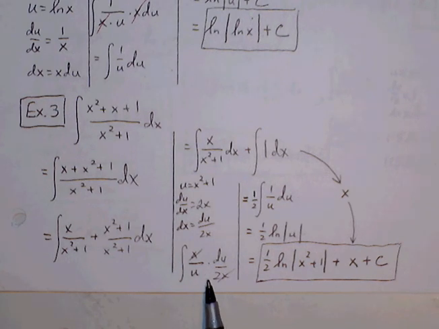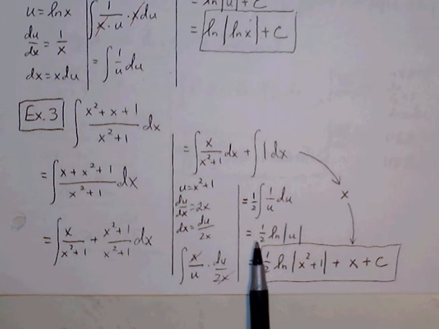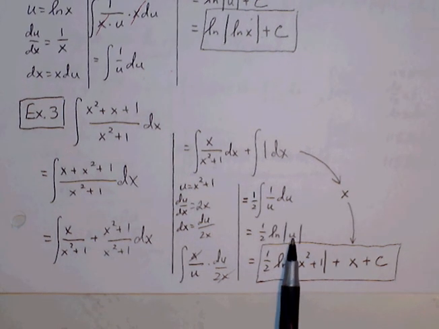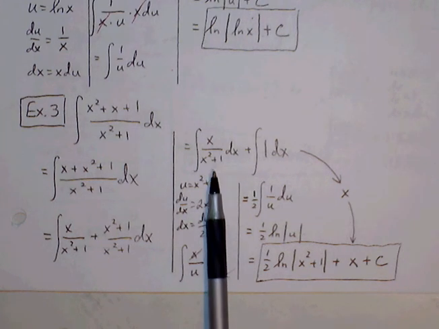We're left with the integral of 1 over u times du over 2. This 2 can be pulled out in front as 1/2. So we're left with 1/2 times the integral of 1 over u times du. That is 1/2 natural log of absolute value of u, therefore 1/2 natural log of x squared plus 1. Okay, this is the first portion that comes as a result of the first integral.